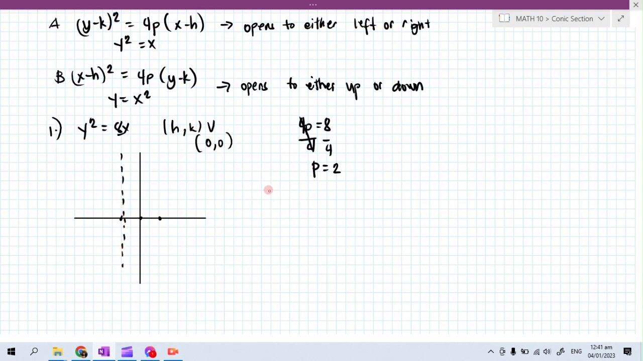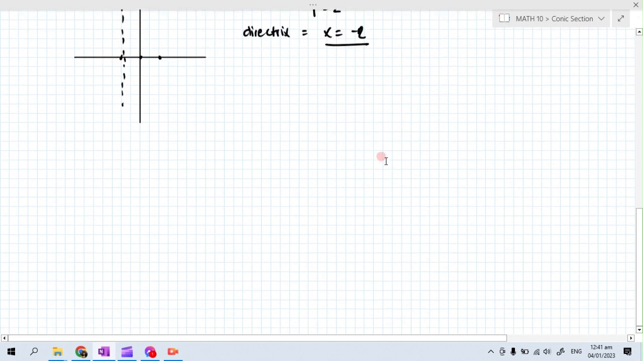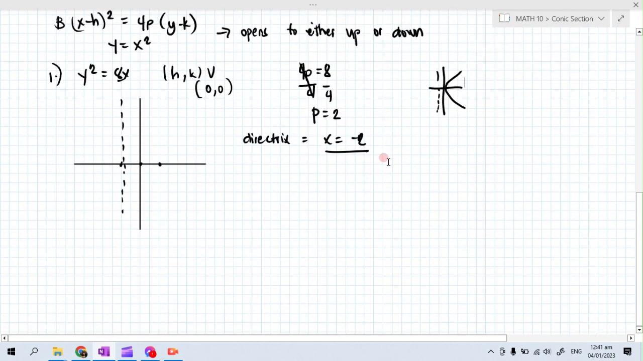Thus, our directrix is x equals -2. Now, it is easier to say that the graph will look something like this. However, we want something more visually accurate than a sketch. So what we can do here is assign a point and solve for a point.